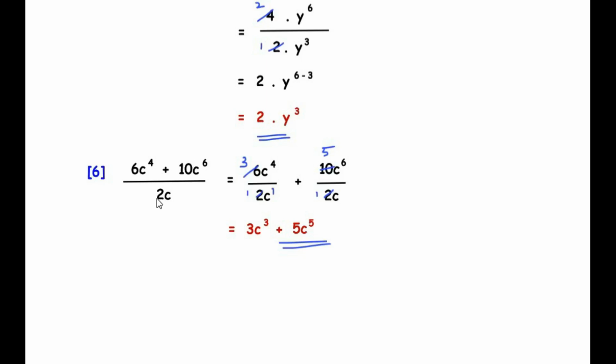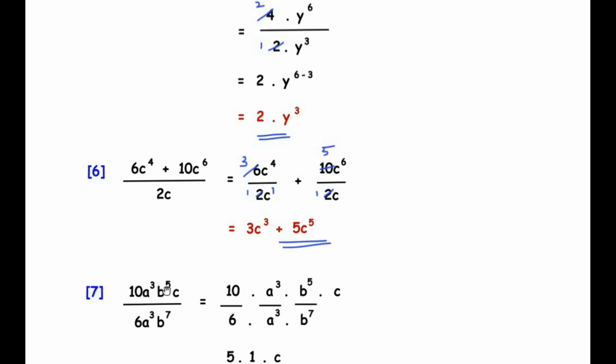Now the last question, 10a cube times b to the power of 5 times c over 6a cube times b to the power of 7. Now here the first step is separation of the numbers and the letters. So we have separated out the numbers, that is 10 over 6, then a over a, then b over b and c over c. So here we have a to the power of 3 in the numerator, and also in the denominator we have written the same terms over here. And b to the power of 5 and b to the power of 7, we have separated out the b terms. And since there is no c term in the denominator, we have just written c in the numerator.